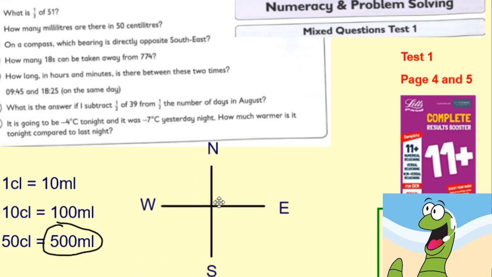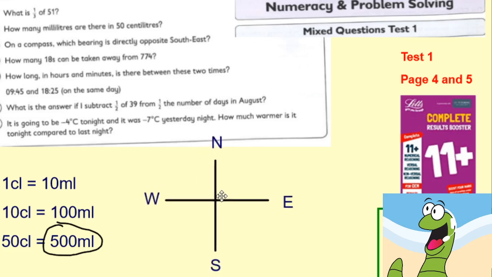Okay. On a compass, which bearing is directly opposite southeast? Well, there's my compass, and what you should be doing is writing out your compass if you don't know them. If you know them, that's great, but if you don't, that's what you should be doing.